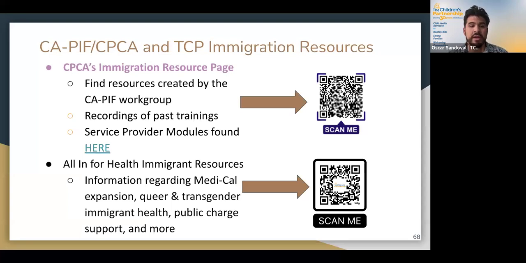On the bottom right, we have something called All In for Health. It's a project of the Children's Partnership, and this particular QR code takes you to the Immigrant Resources page. That part of our website has information regarding the recent Medi-Cal expansion. It has a pamphlet that helps train folks on queer and transgender immigrant health, and also has information around public charge as well. So you can scan that bottom right corner as well. It's on allinforhealth.com. And again, these will be sent out to you afterwards.